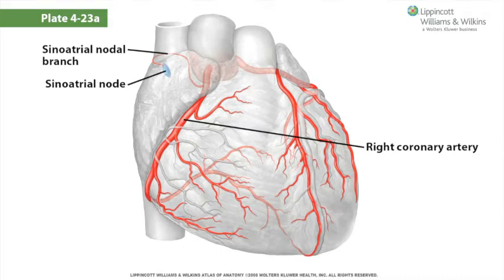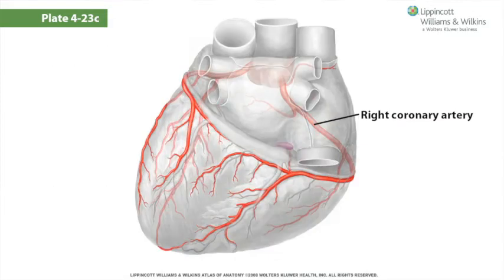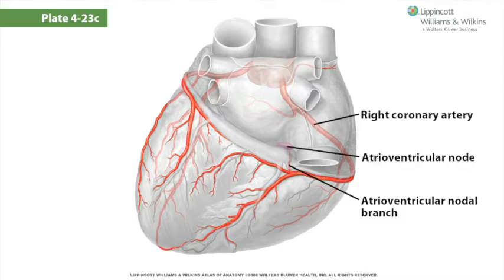Near the inferior border of the anterior surface of the heart, the right coronary artery gives off the right marginal branch, which runs horizontally along the inferior edge of the anterior surface of the heart. The right coronary artery follows the coronary sulcus to the posterior side of the heart, and as it approaches the intersection between the coronary sulcus and the posterior interventricular groove, it gives off the atrioventricular nodal branch, which supplies the atrioventricular node, another component of the conduction system of the heart.